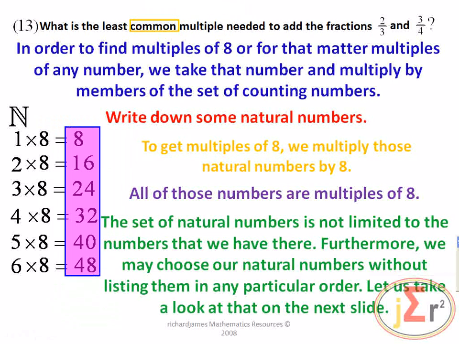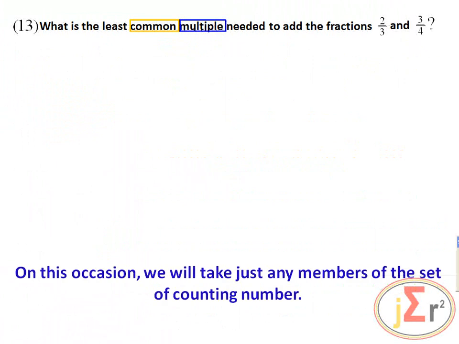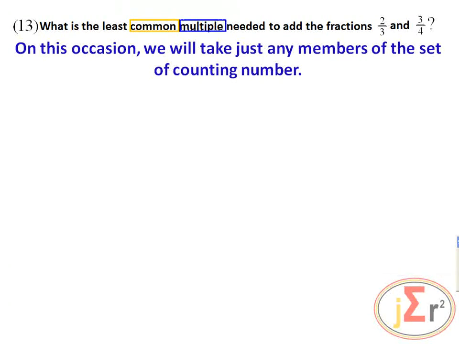8, 9, 10. Right. What about if we don't go in any particular order? Can we use some other natural numbers without going in any particular order? Yeah. Like? Give me some of them. 16, 24, 32, right. So we can use natural numbers that are not listed like we have there. So Jerry has a very good understanding of natural numbers. On this occasion, we will take just any members of the set of counting numbers. So let's see, we are choosing some at random.